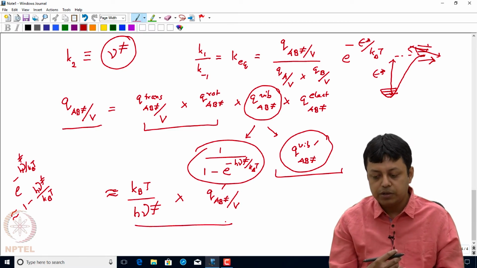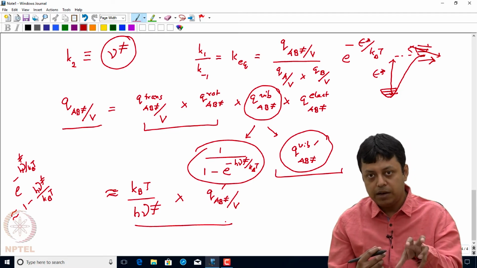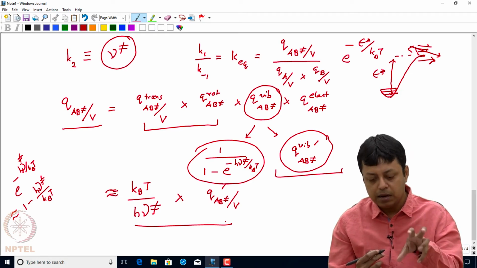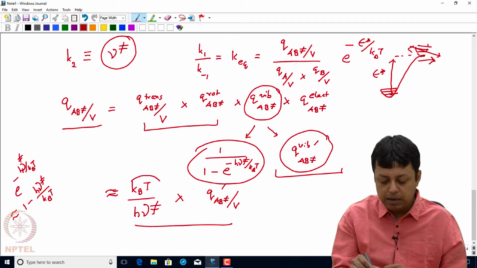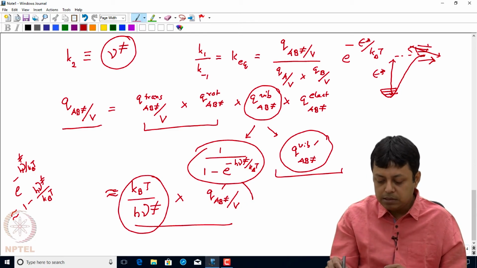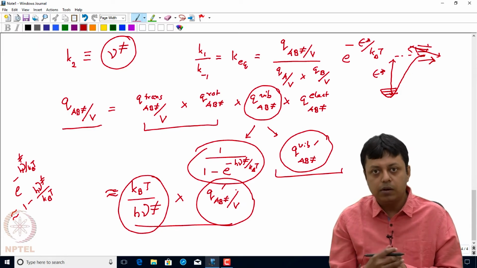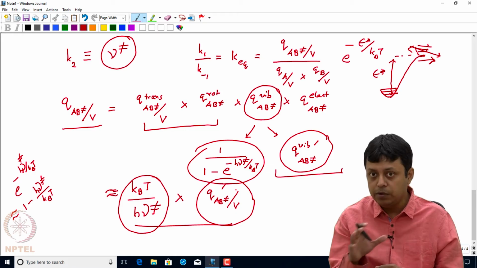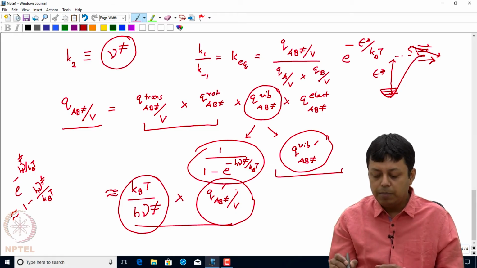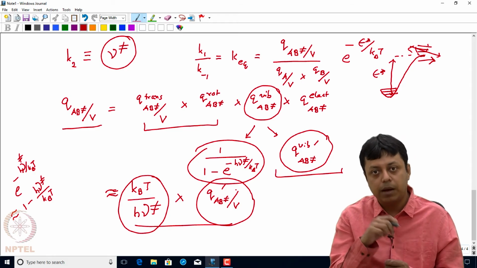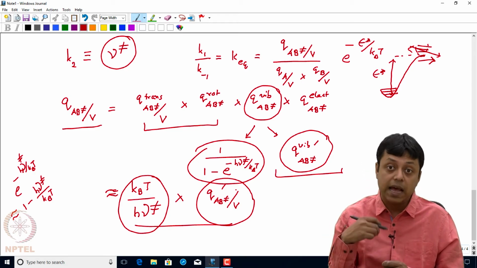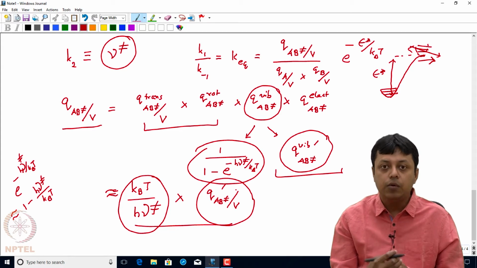So we see that the partition function for the activated complex, which is AB dagger, has a form of kBT by h nu dagger times all the other partition functions together, which we can of course calculate using statistical mechanics, and we will give you an example where we will calculate. But there is one degree of freedom less. Which degree of freedom? That particular vibration which is along the reaction coordinate, which has a much slower frequency and a characteristic vibration of nu dagger.